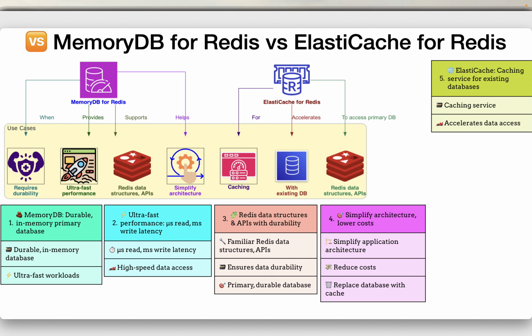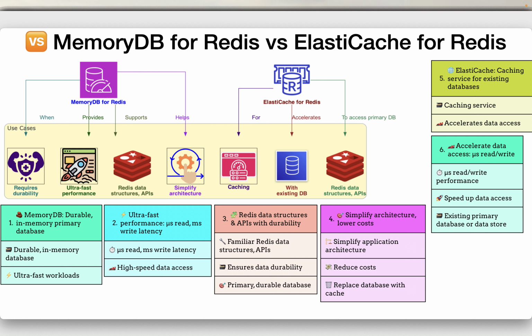ElastiCache for Redis is commonly used as a caching service to accelerate data access from other databases and data stores. So this is the secondary component. This is something which you add to your primary database. The database can be your MySQL or any other database, but ElastiCache will serve only as a caching service. ElastiCache for Redis offers microsecond read and write performance, making it suitable for caching workloads where you want to speed up data access with your existing primary database or data store. So speed-wise both are quite fast, but this is a secondary database, only a caching service.